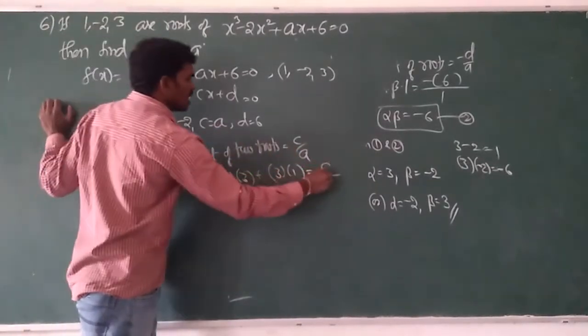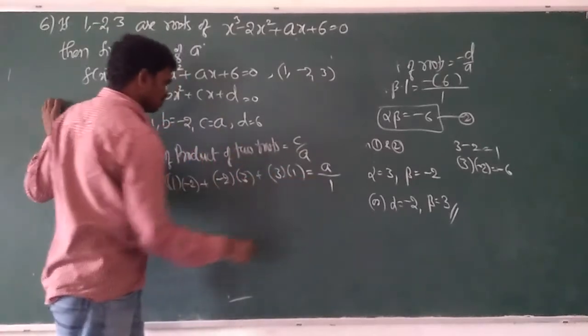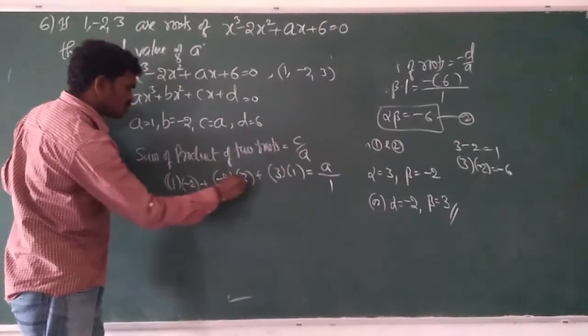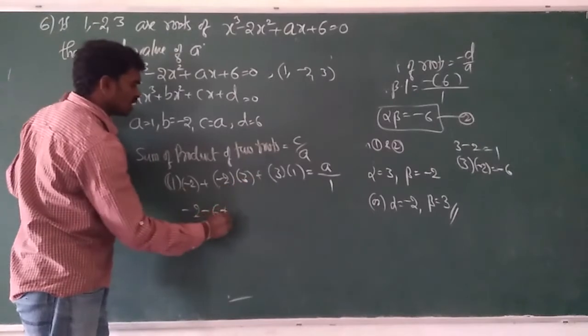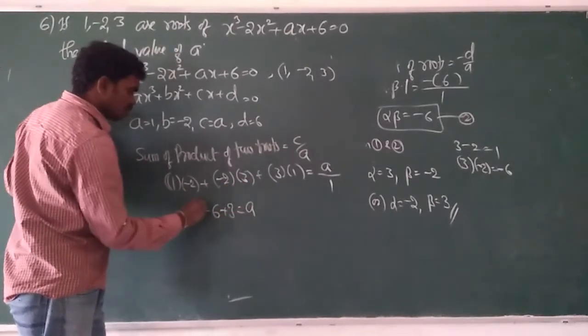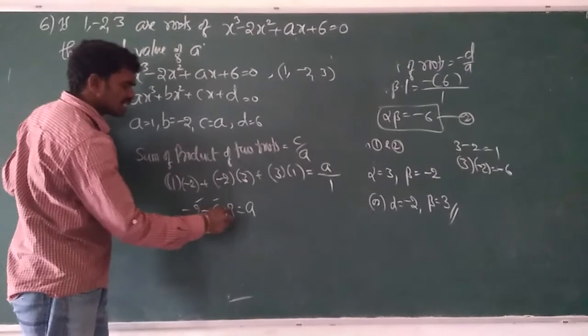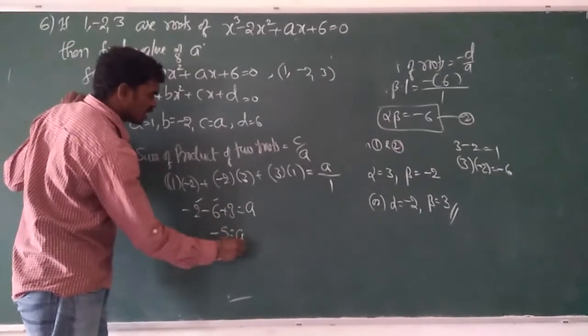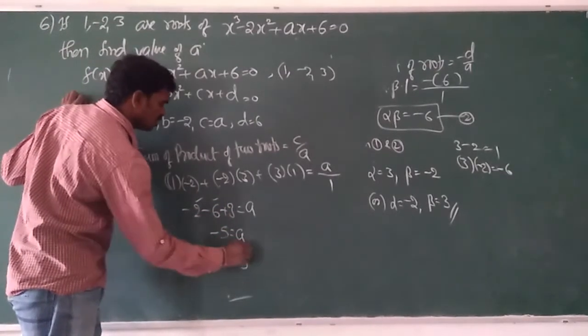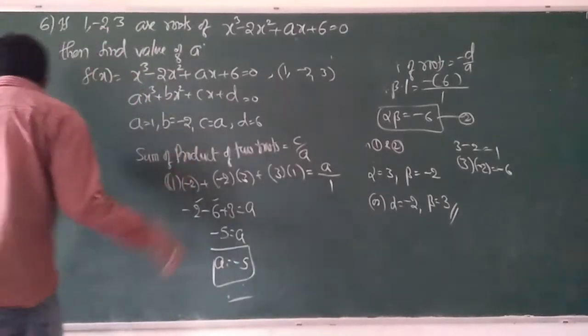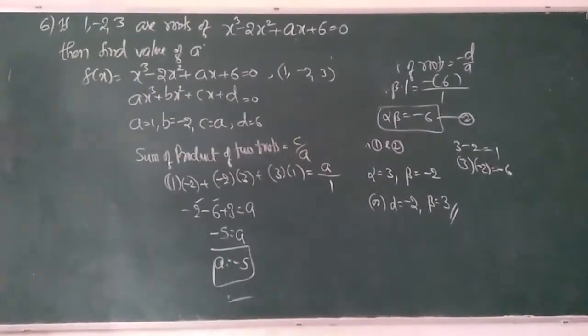c means what? a. a means what? 1. So 1 into minus 2 is minus 2, minus 2 into 3 is minus 6, 3 into 1 is 3, and the sum is equal to a. So minus 2 minus 6 is minus 8. Minus 8 plus 3 is minus 5, equal to a. Therefore a equals minus 5. So this is the general process in this topic.